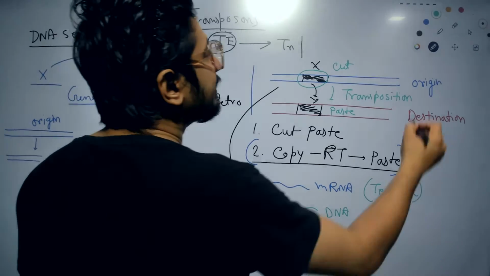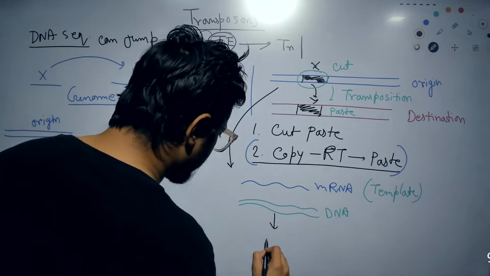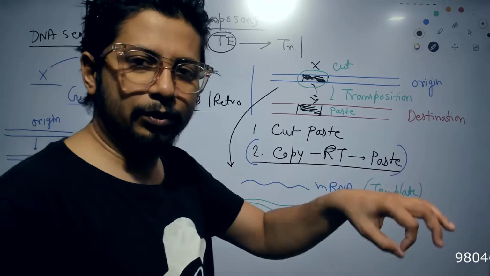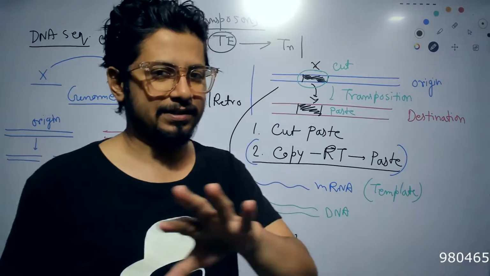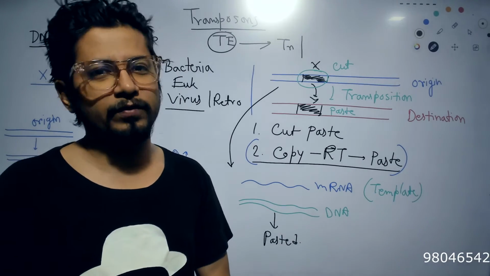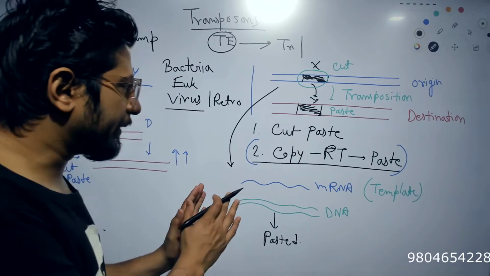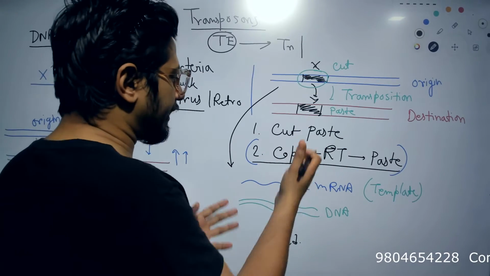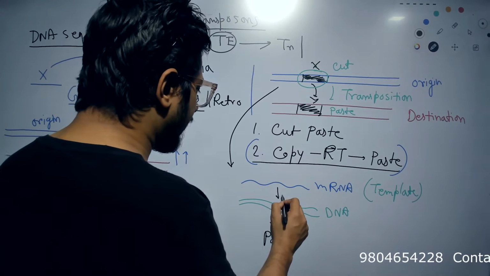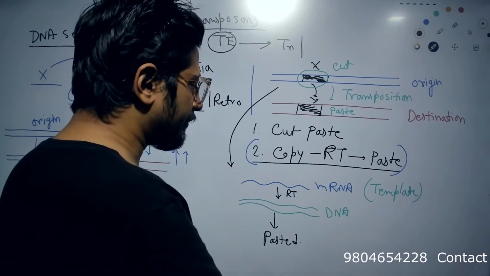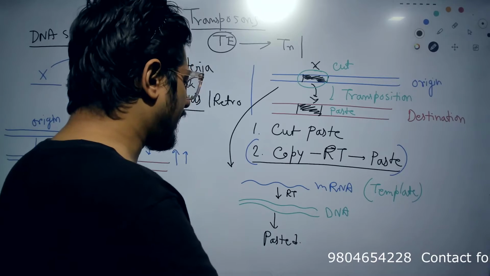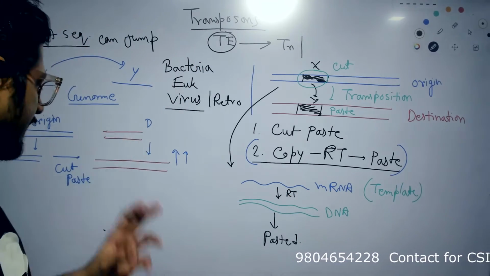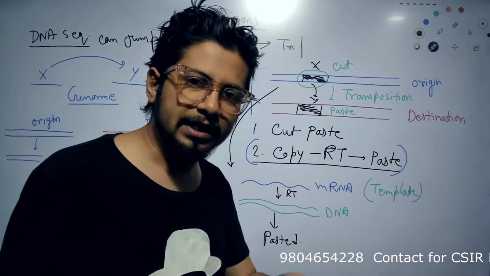Right? And then this DNA is pasted to the new destination place, and thus completing the process of transposition. This is copy, reverse transcription, then paste. So first from DNA to RNA, then RNA to DNA, that is the reverse transcription here by reverse transcriptase enzyme, and then the DNA that is produced will be pasted. These are the two major mechanisms of transposable elements that we know of.